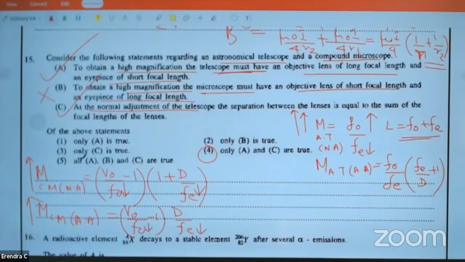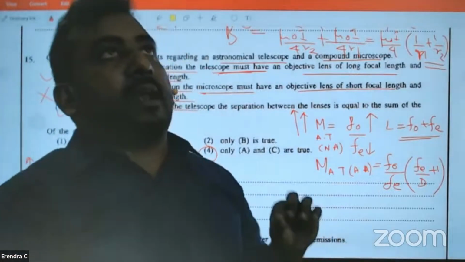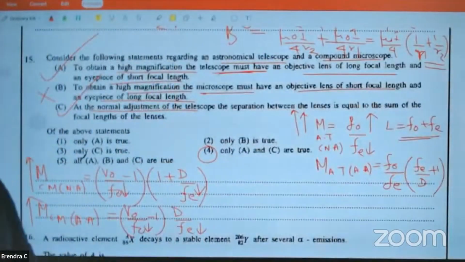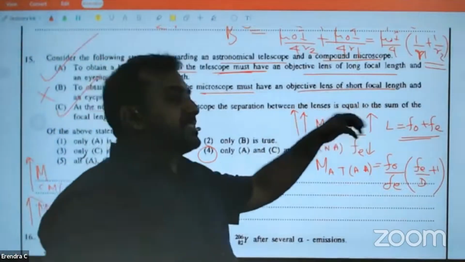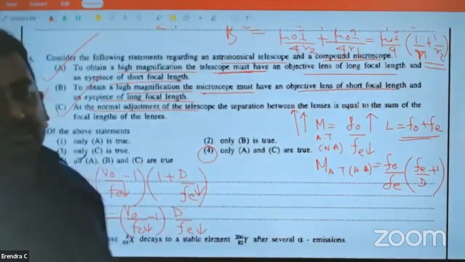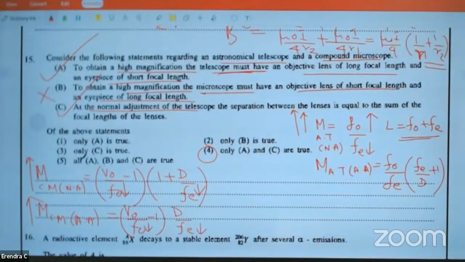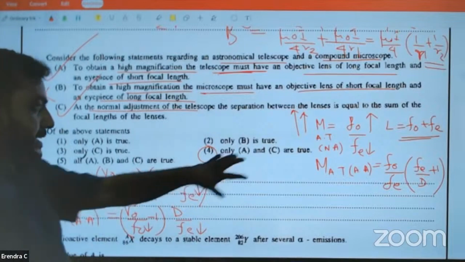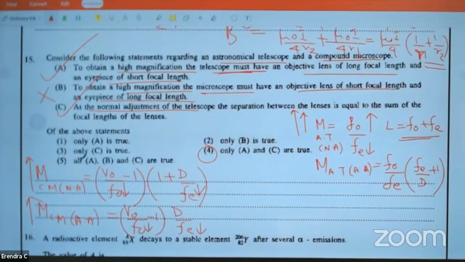Let's write this down. To obtain higher magnifications for a compound microscope, the focal lengths of both the objective and the eyepiece should reduce. The focal lengths of both the objective and the eyepiece must reduce, as indicated in the following equation.